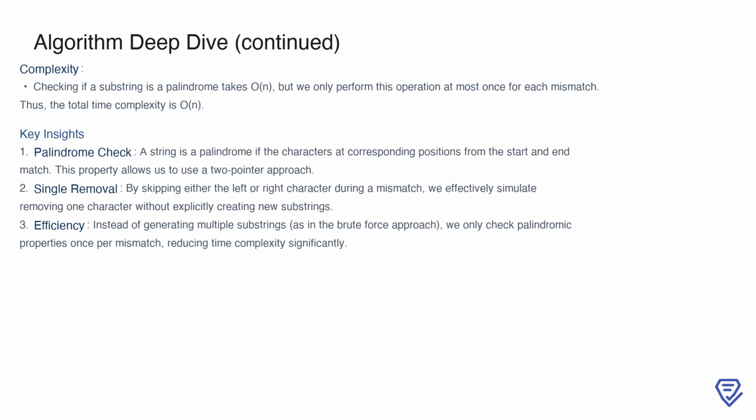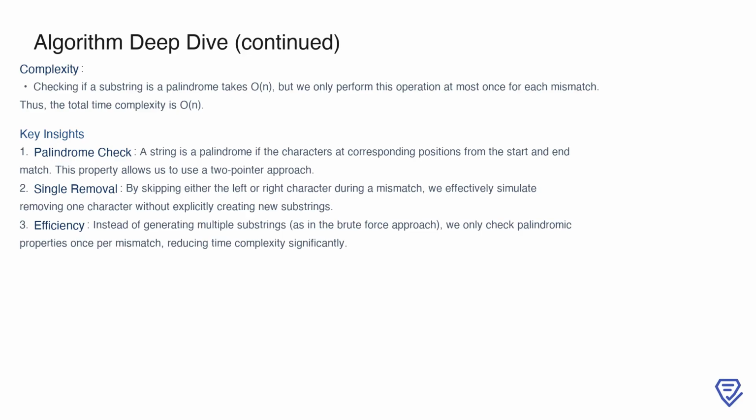The optimized approach has a time complexity of O(n). This is because checking if a substring is a palindrome takes O(n), and we perform this operation at most once when a mismatch occurs. The key insight behind this optimization is the property of palindromes. A string is palindromic if characters at corresponding positions from the start and end match. By using the two-pointer technique, we can efficiently traverse the string while allowing for one mismatch.